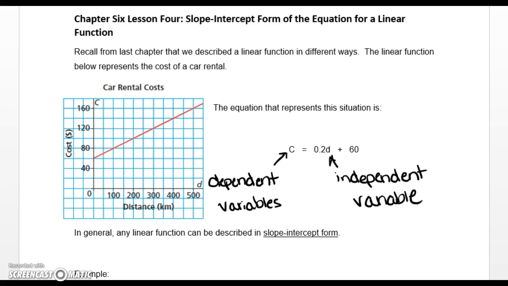Then the number that's connected to the independent variable is what we call your rate of change, or your slope. And then this number that's tacked off to the side here, we have labeled as our initial amount. This initial amount is also where it intersects the y-axis, so we call this your y-intercept.